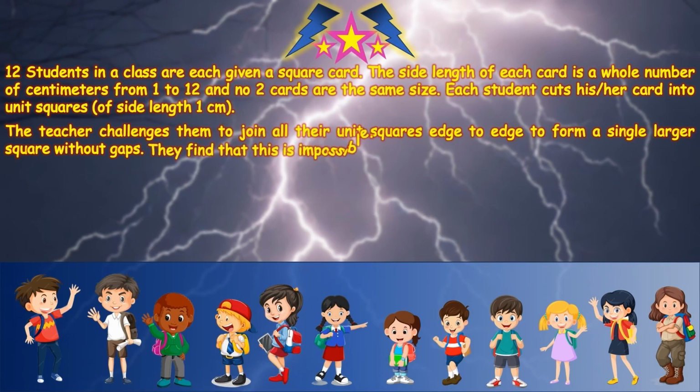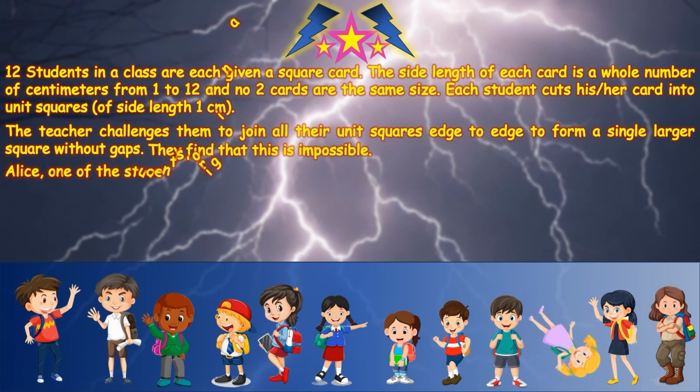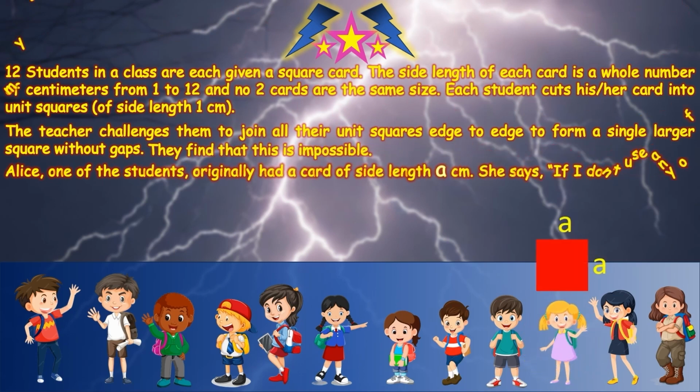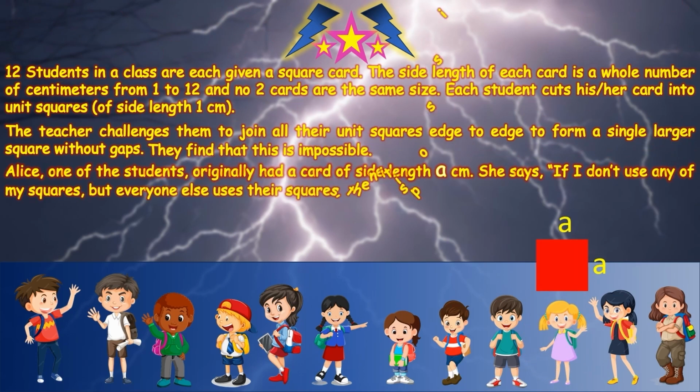They find that this is impossible. We will explore the reason why creating a larger square is not feasible. Alice, one of the students, originally had a card of side length 1 centimeter. She says, if I don't use any of my squares, but everyone else uses their squares, then it is possible.